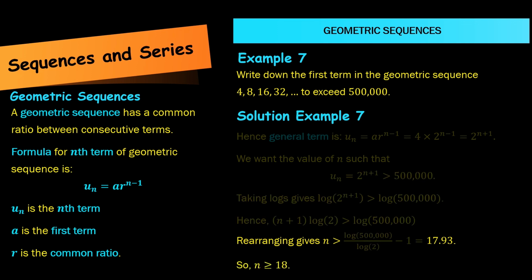Therefore, in particular, n must be greater than 17.93. However, since n has to be a whole number, we can say that n is greater than or equal to 18. In other words, the 18th term is the first one to exceed 500,000.